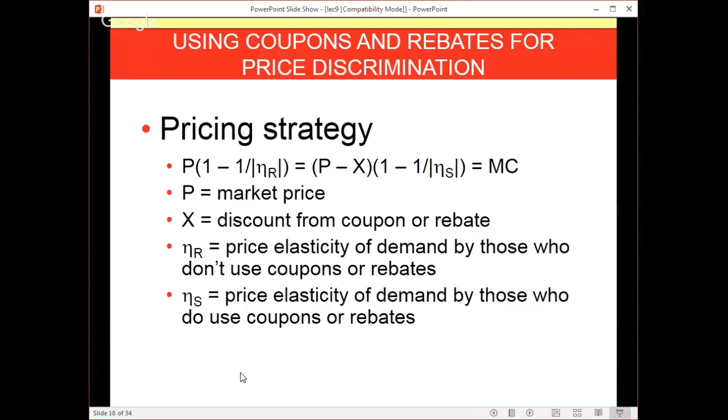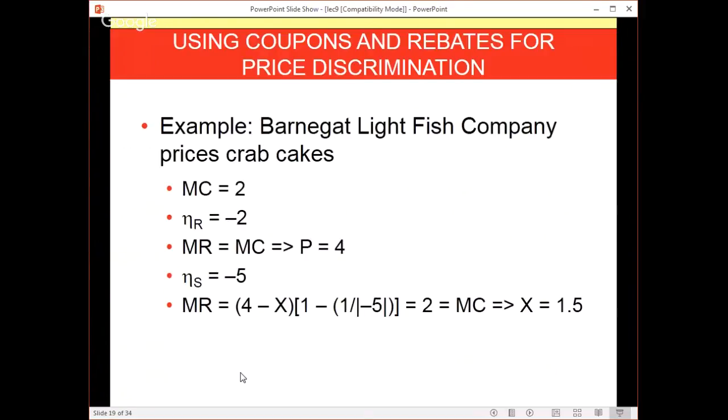If I have the following numbers, for instance, marginal cost equals 2, it's constant. The elasticity of demand for those who don't use the coupon is -2. And for those who use the coupon, it's -5. So from this, I can determine the price for those who don't use the coupon. I set marginal cost equal to marginal revenue, and I get a price of 4. It's basically just using this formula here. I put in -2 here, set that equal to 2, and that gives me a price of 4.